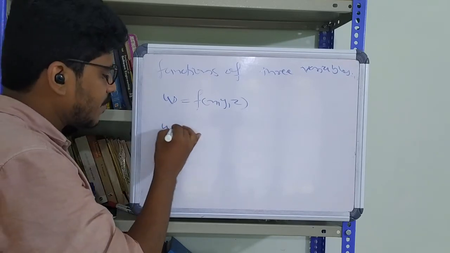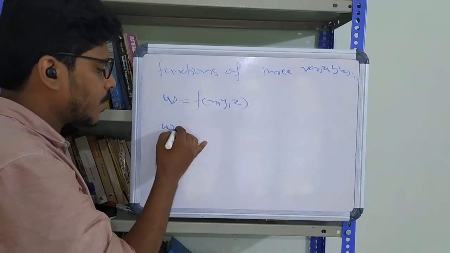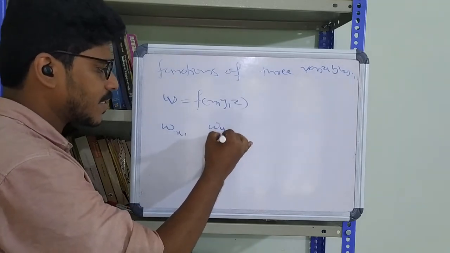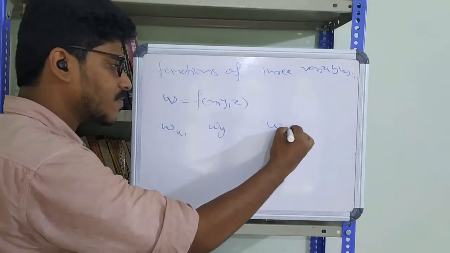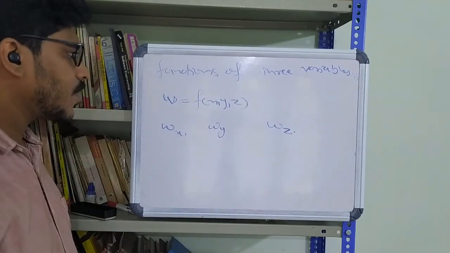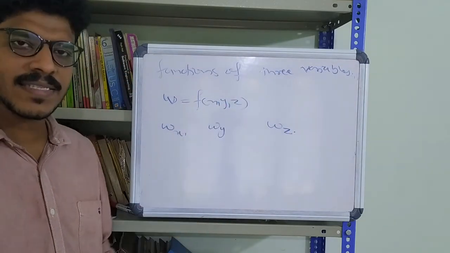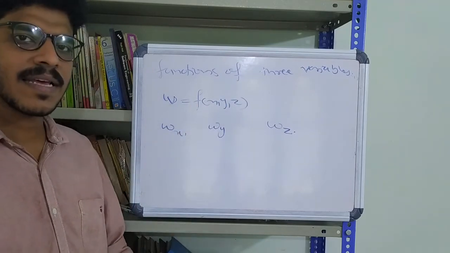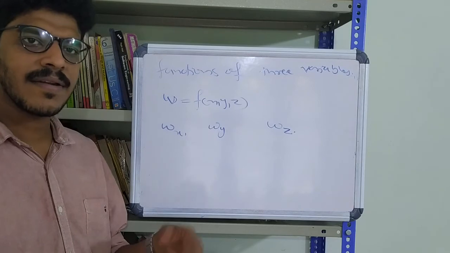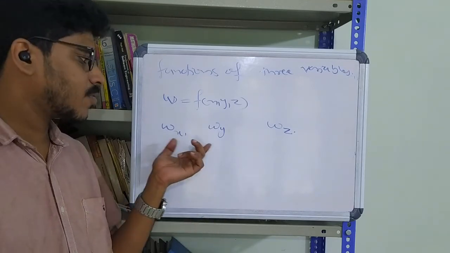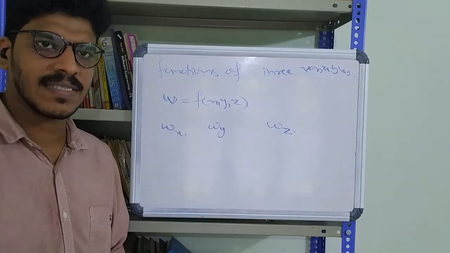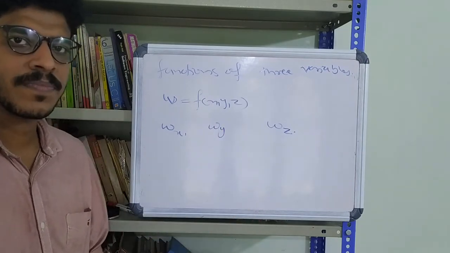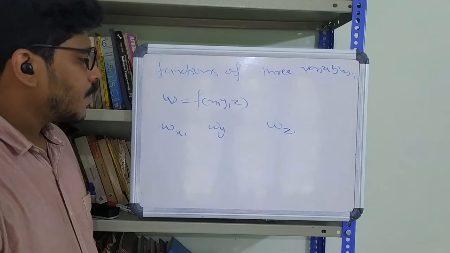Then we can define the partial derivative of w with respect to x, with respect to y, and with respect to z, since w depends on x, y, and z. So if there is a change in x or y or z, that can change w. And if there is a change, we can think about the rate of change. So we can think about partial derivatives, though we don't know whether they exist or not.